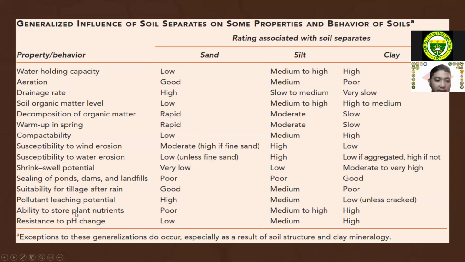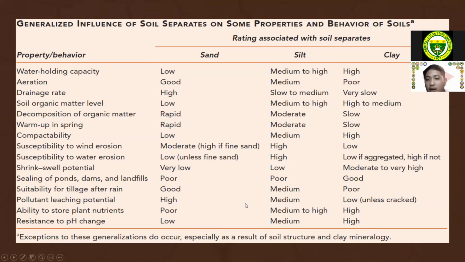Okay? Then resistant to pH change or yung tinatawag nating buffering capacity. So buffering capacity is the resistance to sudden pH change. So resistance ng clay sa pH change is high. Mataas yung buffering capacity niya kasi yung mga acidic elements, yung hydrogen and aluminum, is didikit muna siya sa surface ng clay bago makontribute dun sa tinatawag nating active acidity. So that's the property of clay in terms of buffering capacity. Then sand is low, and then silt is medium.